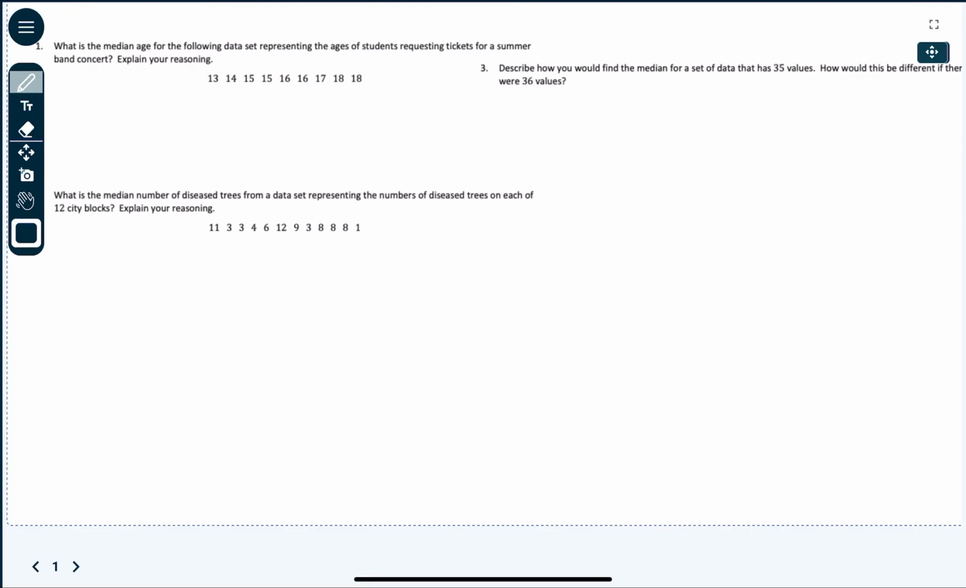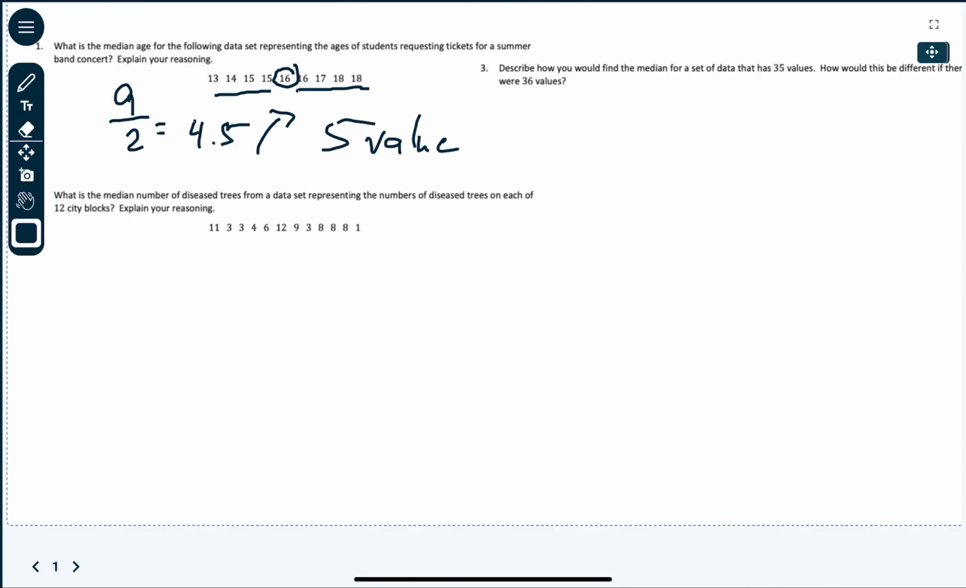It's the middle. So what is the middle? Well, it looks like there's 4 here and 4 here, which means the middle would be 16. Or we can count up. How many do we have? 1, 2, 3, 4, 5, 6, 7, 8, 9. 9 divided by 2 is 4.5, and we always round up to 5. So the fifth value is the median. 5 is not the median. The fifth value is the median. That's how you can find that.